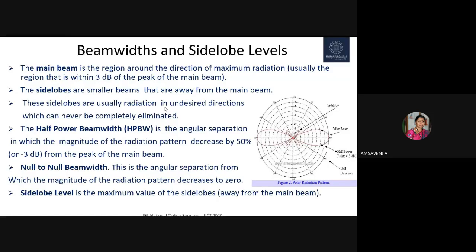The allowable side lobe level is minus 10 dB or minus 20 dB. In certain applications, it should be minus 10 dB, and in certain applications, it can be minus 20 dB. We have half power beam width, the angular width between 2 points where the power is reduced to half of its maximum. That's why it's called half power. And if you find 10 log half, it is 3 dB. 10 log 0.5 is 3 dB. Then we have first null beam width, or null to null beam width.